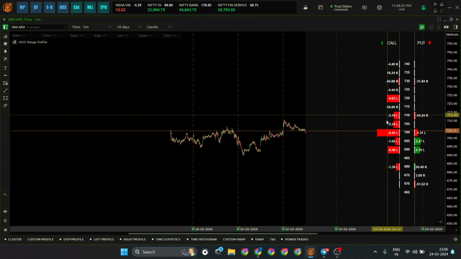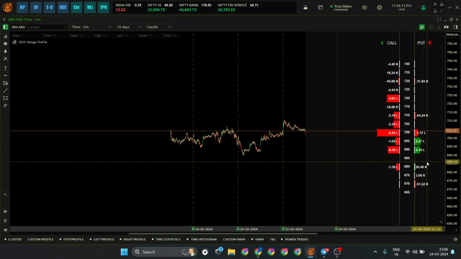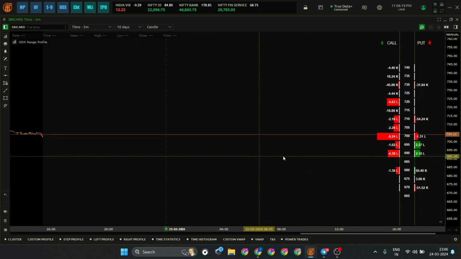On the call side, if the number is green, then they are buying. And on the put side also, if you see a positive number, we are seeing put buying. So hopefully you understood this.